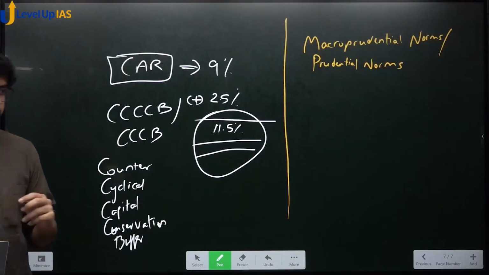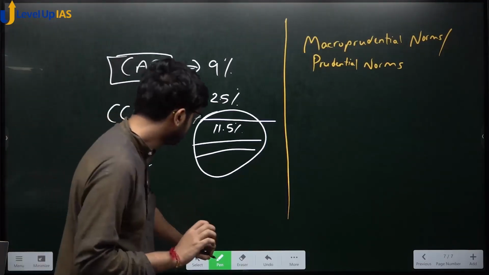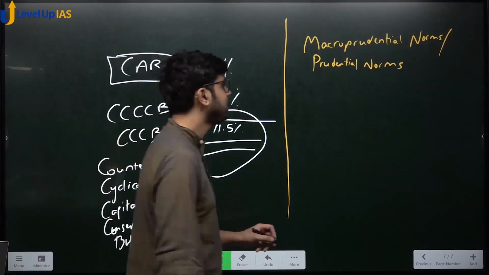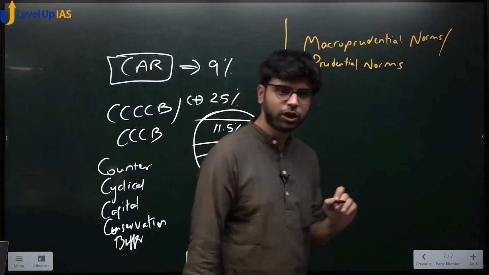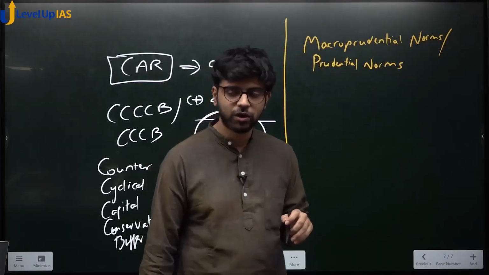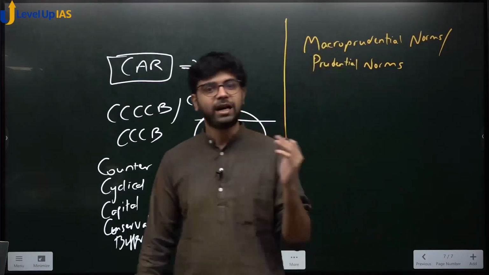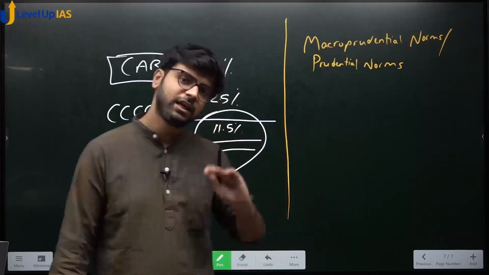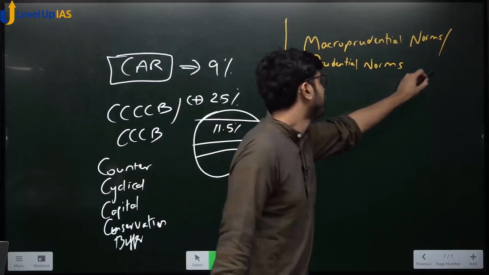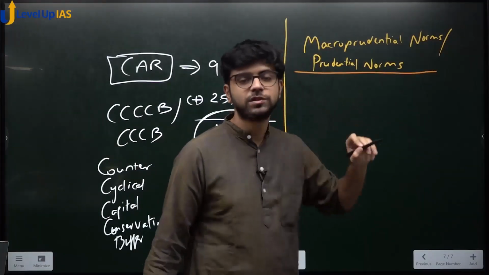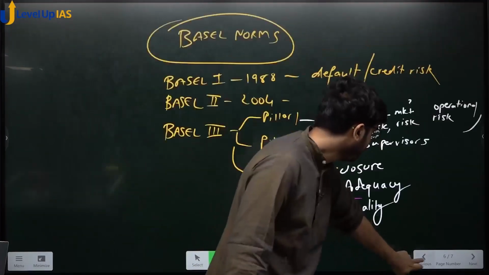So see this. Macroprudential norms or prudential norms, see, these are general norms. These are also given by Basel committee only, but these are widely used in the world. These are followed in India also, widely used in the world, followed in India. Everything is very good. Okay? So now when we speak about macroprudential norms, what do you think in our NPA slide?